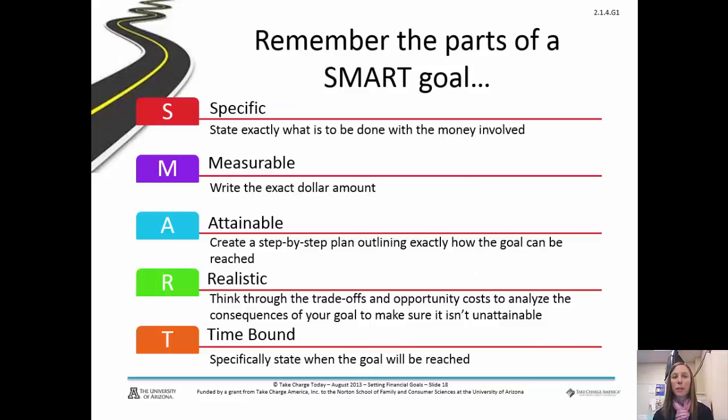So remember a SMART goal again. S is specific, state exactly what is to be done with the money involved. M is measurable, write the exact dollar amount. A is attainable, create a step-by-step plan outlining exactly how the goal will be reached. R is realistic, think through the trade-offs and opportunity costs to analyze the consequences of your goal to make sure it is attainable. And T is time-bound, specifically state when the goal will be reached.